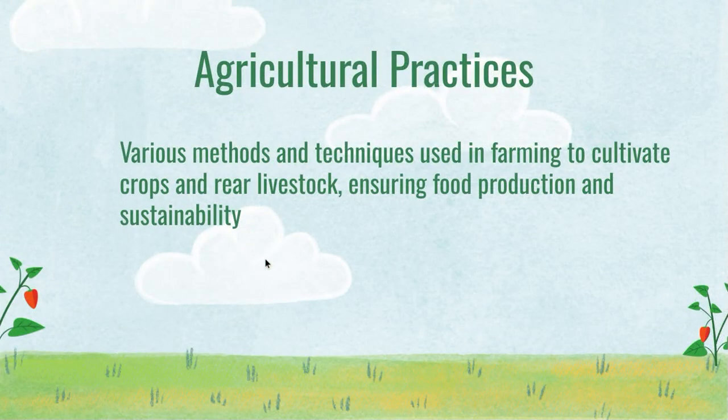Agricultural practices. The definition is various methods and techniques used in farming to cultivate crops and rear livestock, ensuring food production and sustainability. The main issue that comes from some of the main agricultural practices is, despite the increased food production and sustainability, people tend to overlook the negative environmental factors that come from high production.